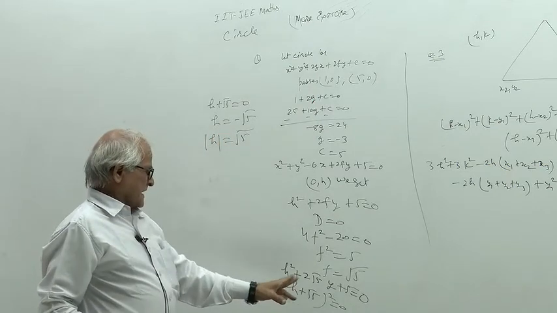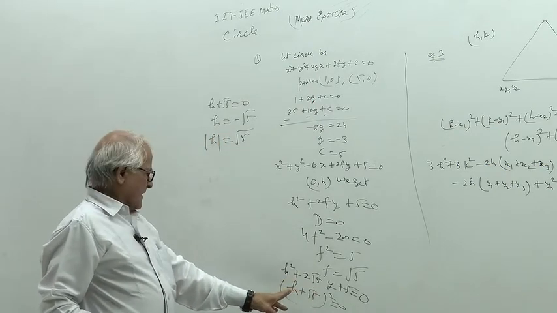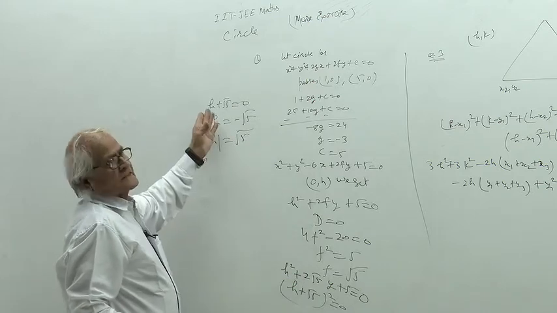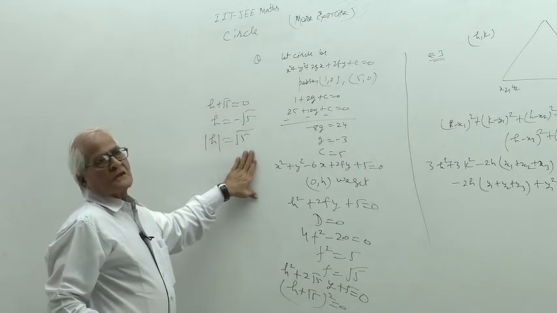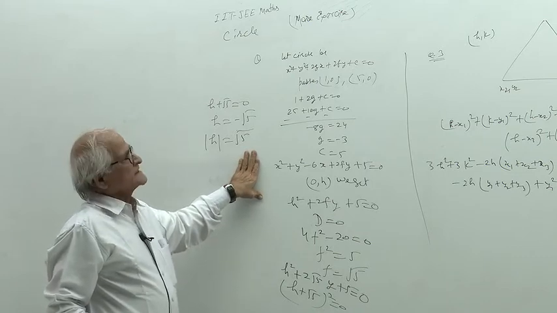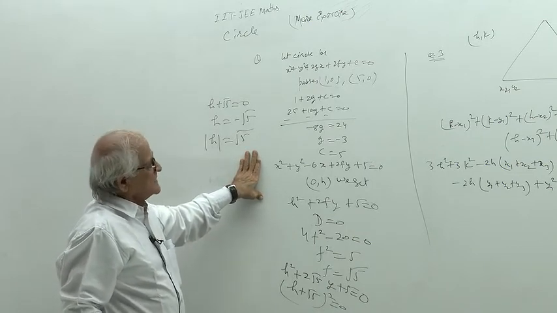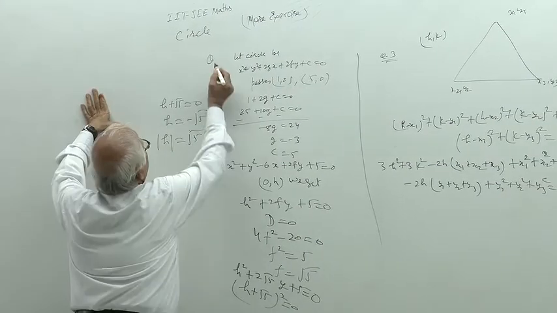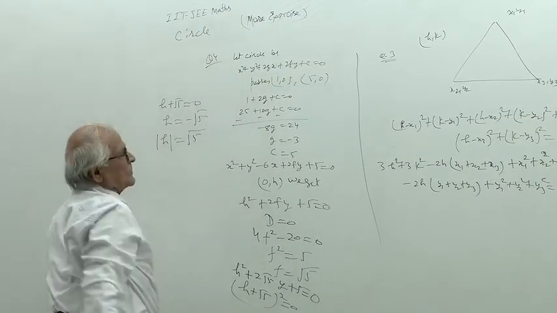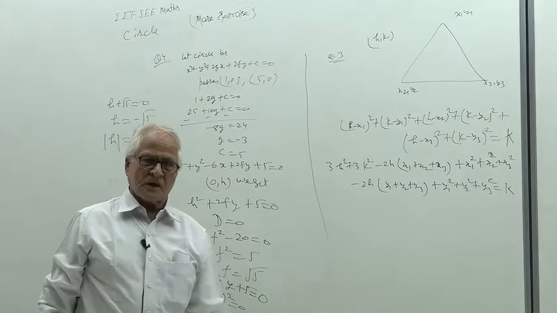We get this. Now from this we get the value of h minus root 5. We take the positive value, that is root 5. This is the solution to question number 4. This is the answer to question number 4.